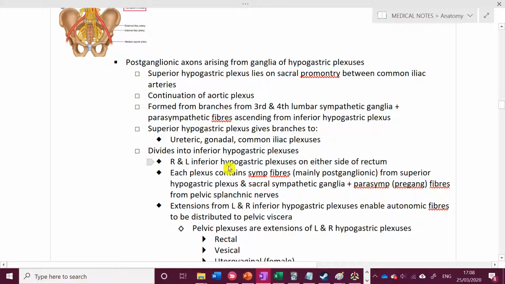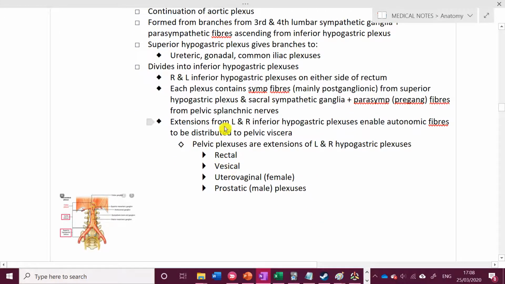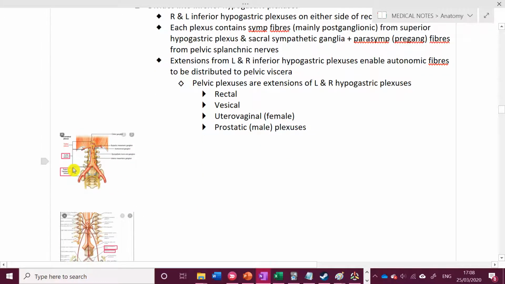So there's a right and left inferior hypogastric plexus on either side of the rectum, and each plexus contains sympathetic fibers, which are mainly postganglionic, from the superior hypogastric plexus and the sacral sympathetic ganglia, as well as parasympathetic or preganglionic fibers from the pelvic splanchnic nerves. Extensions from the left and right inferior hypogastric plexuses enable the autonomic fibers to be distributed to pelvic viscera, and these extensions are the rectal, vesical, uterovaginal in the female, and prostatic plexuses in the male.